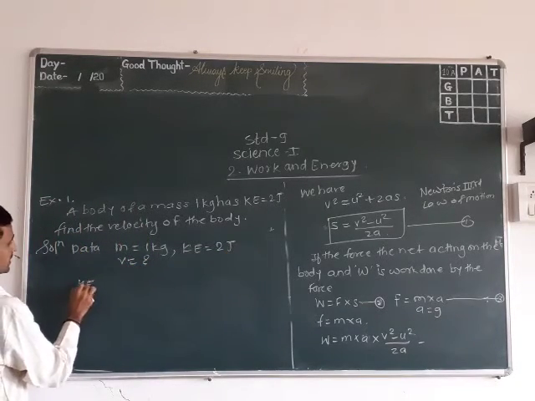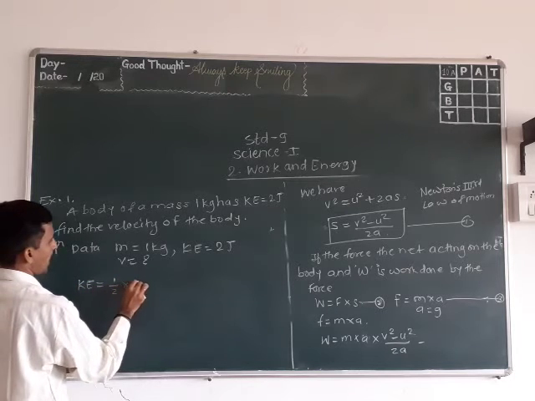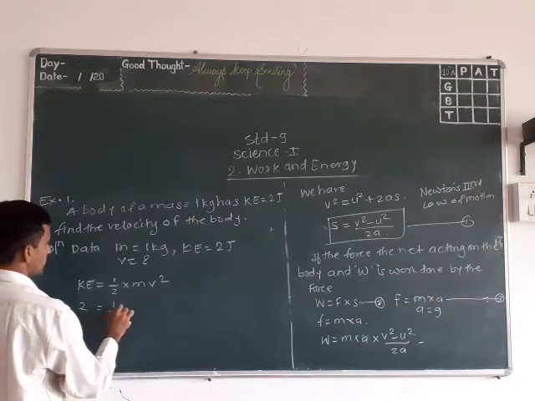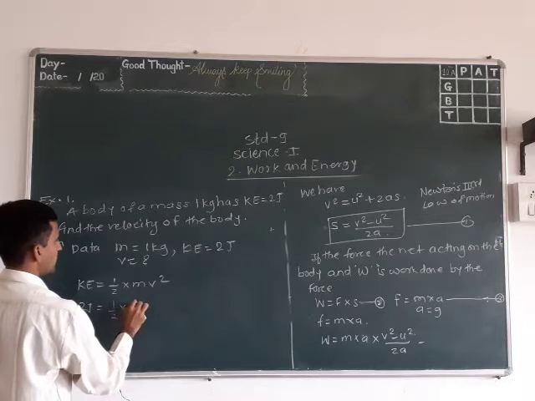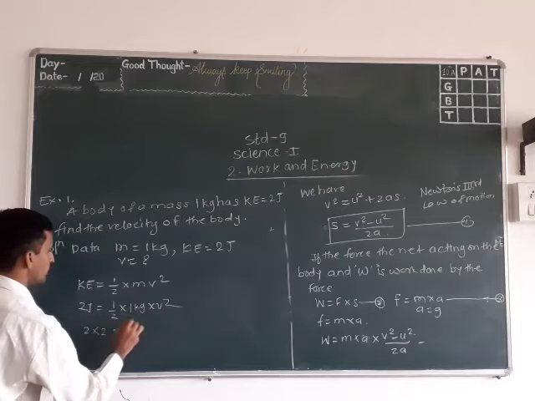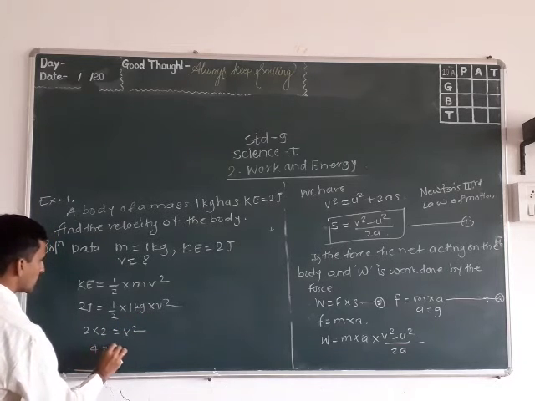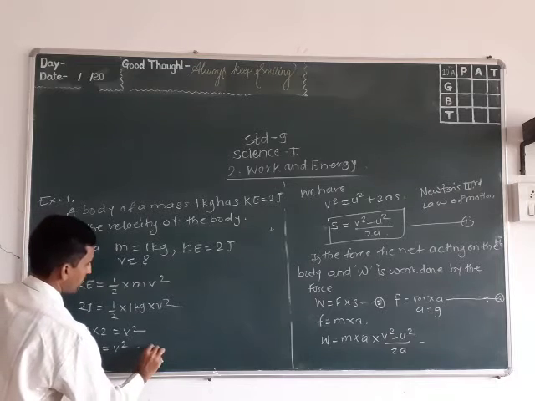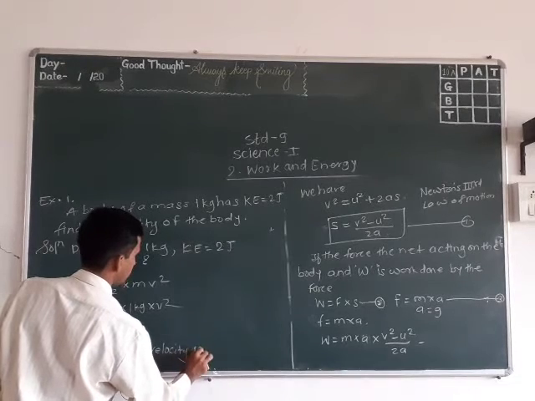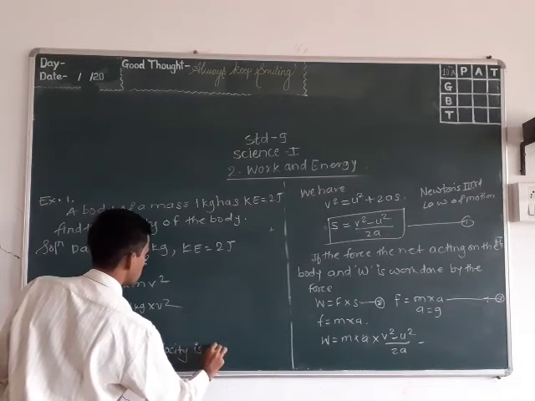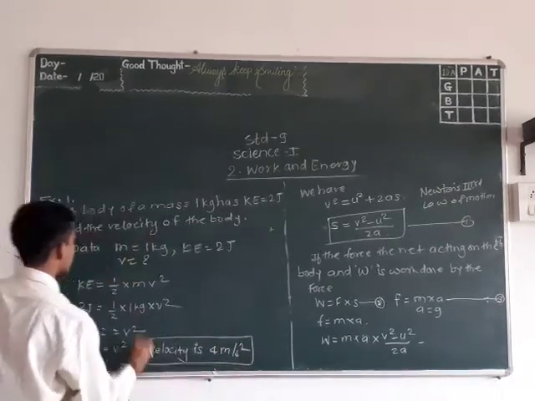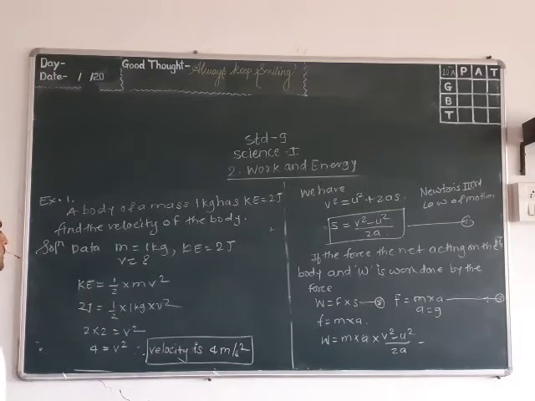Formula: kinetic energy is equal to half multiplied by m v square. Substituting values, 2 joules is equal to half multiplied by 1 kg multiplied by v square. 2 into 2 is equal to 1 into v square. 4 is equal to v square. Therefore velocity is equal to 2 meter per second.